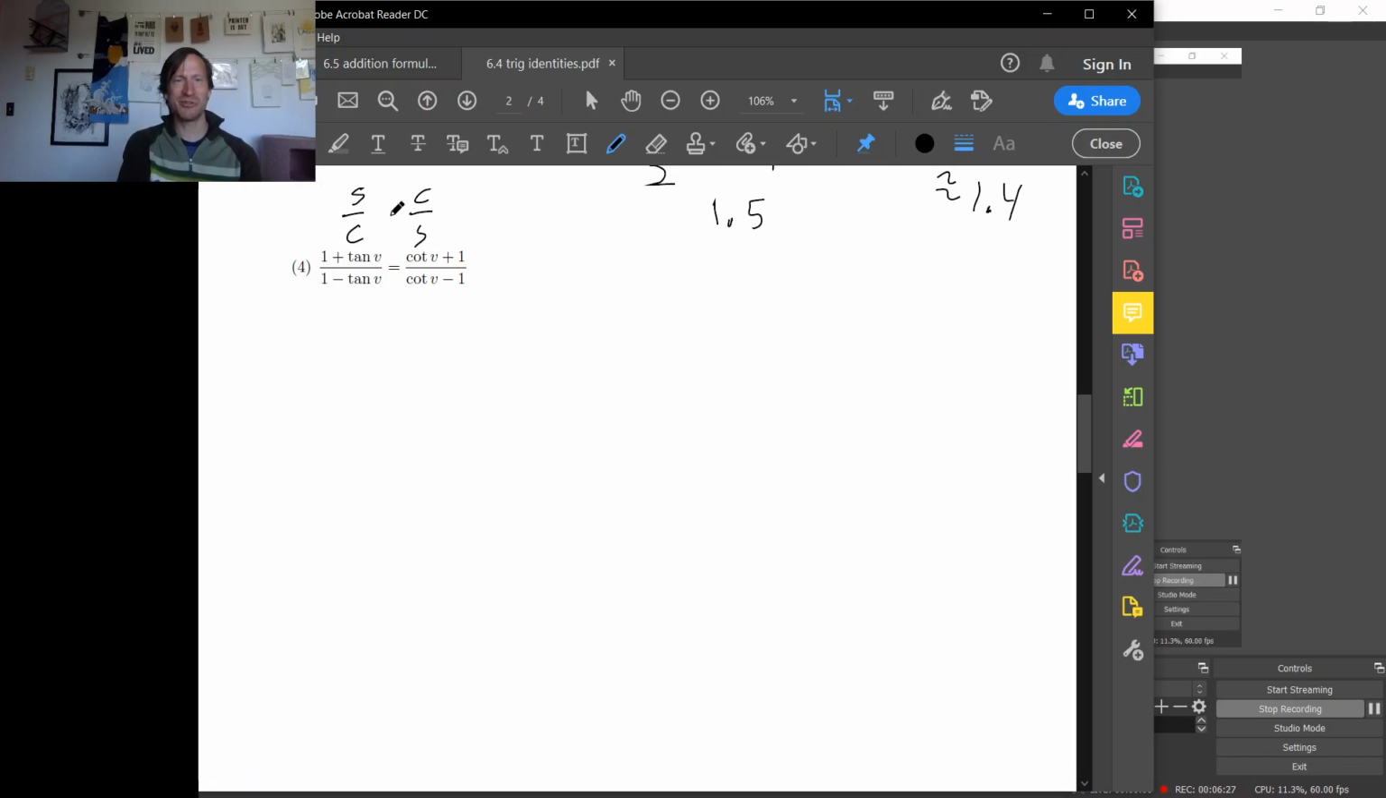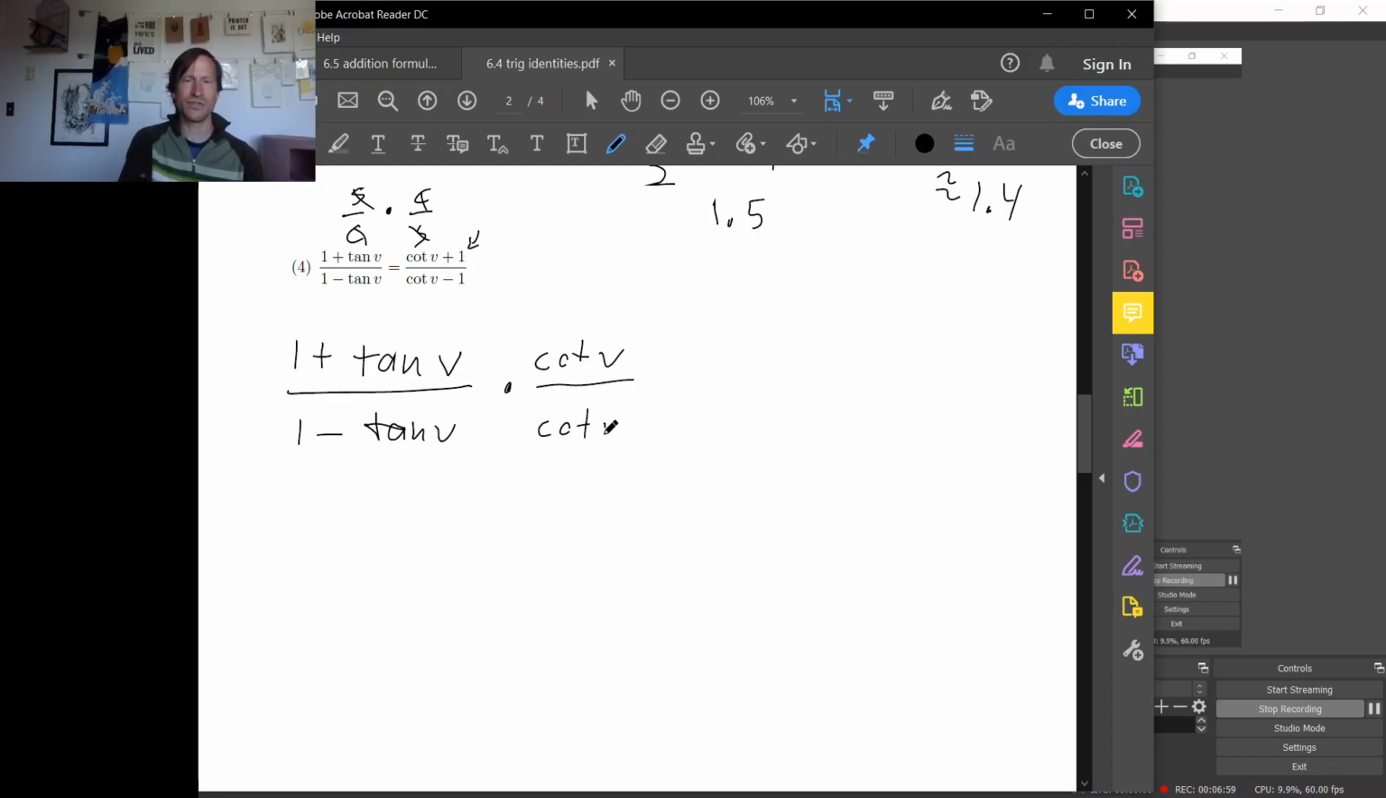But if we multiplied these, things would cancel and we'd just be left with a 1. So maybe what we need to do is somehow multiply this tangent by a cotangent, because that'll make this 1 here show up. So let's try this. 1 plus tangent v over 1 minus tangent v. So my idea was multiply this by cotangent v over cotangent v.